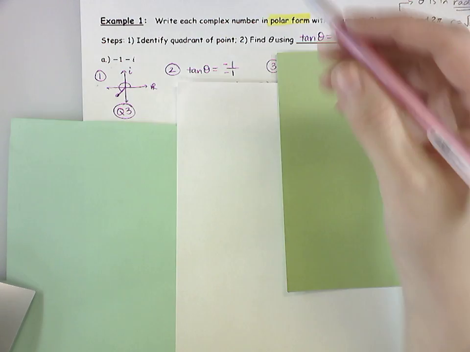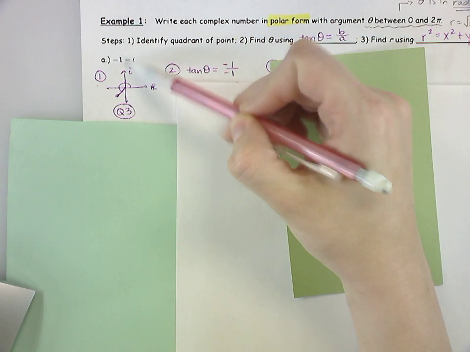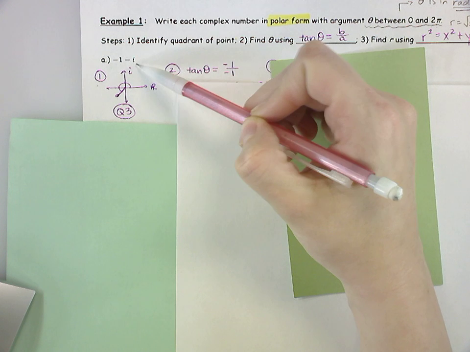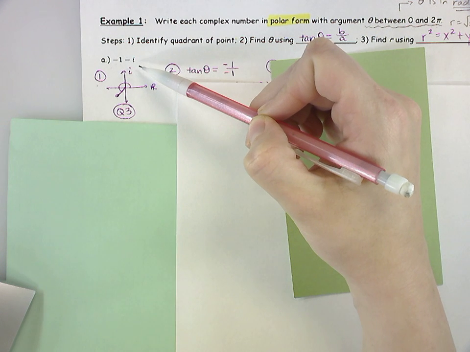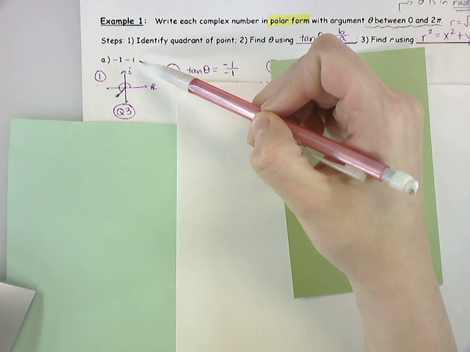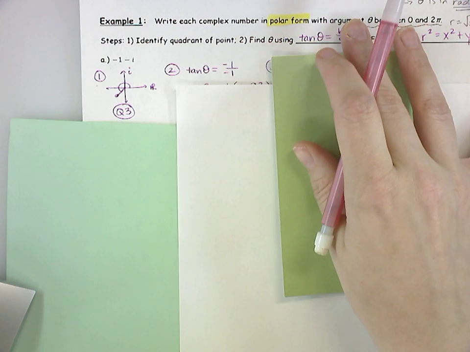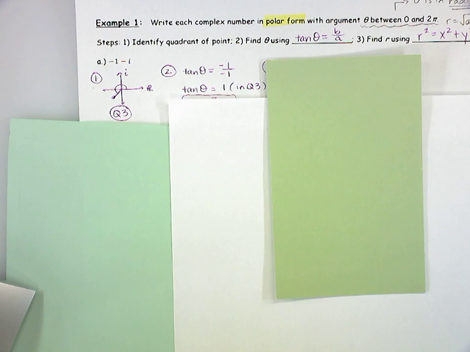And if you're unsure where that comes from, your a value is always your real number. Where is your b value? In front of the i. So if you can't see a number in front of i, it has to be what? 1. Okay, and negative 1 divided by 1 is what? 1. So there's 2 places where the tangent of theta equals 1. We're looking for the one in quadrant 3.